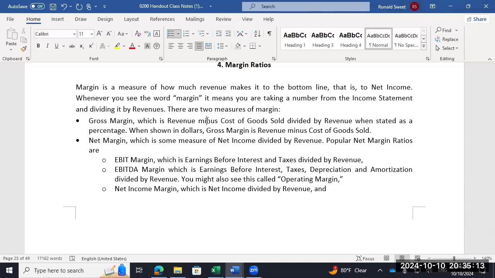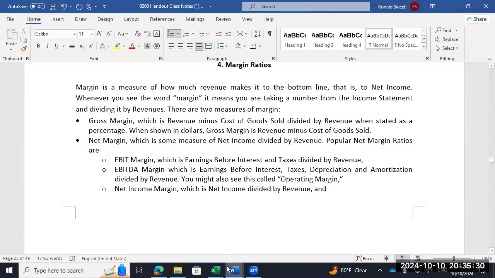Gross margins vary dramatically industry to industry. For Walmart, it might be 25%. For Microsoft, it might be 80%. Gross margins are all over the place. The net margin is where it gets confusing because there are so many of them.